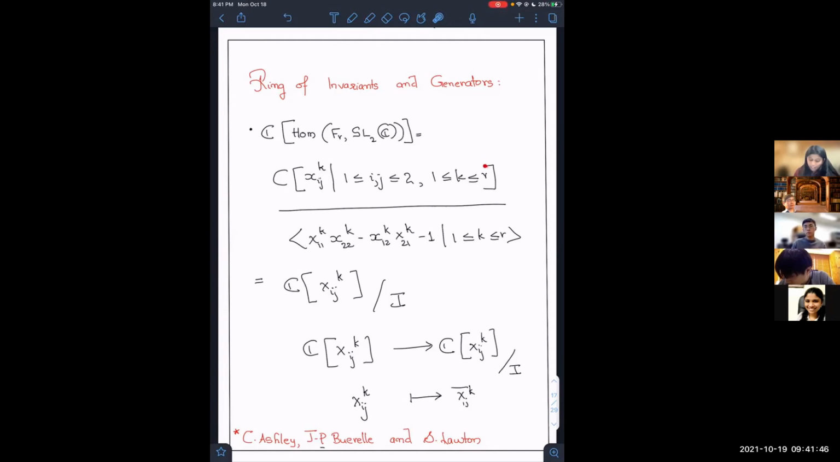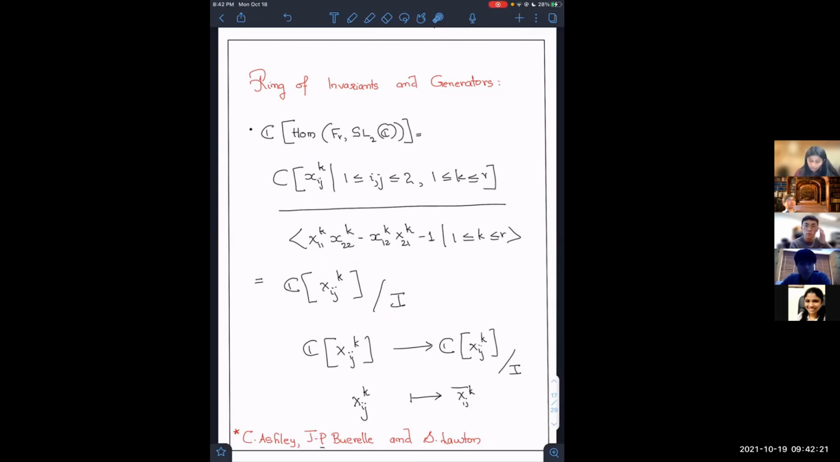Here we have R coordinates of SL2C, and each coordinate has 4 variables, so we have 4R variables here. The ideal generated will be given by a determinant equation for each of the R coordinates, so there will be R polynomials. I'm just going to denote this polynomial ring by this notation for simplification.